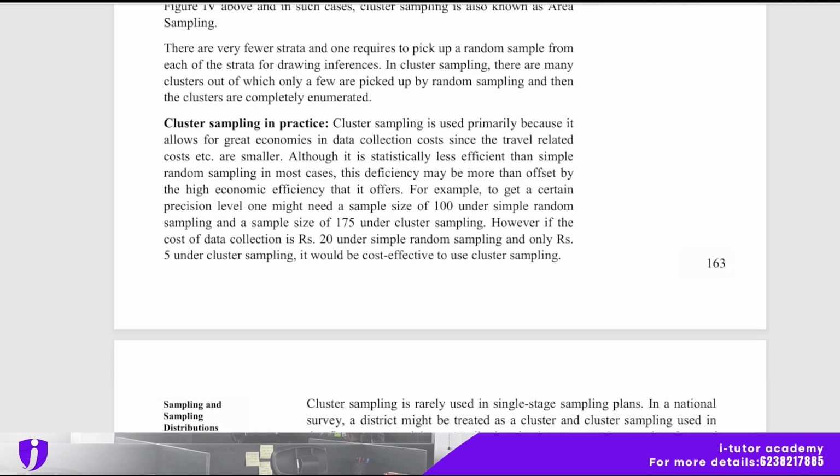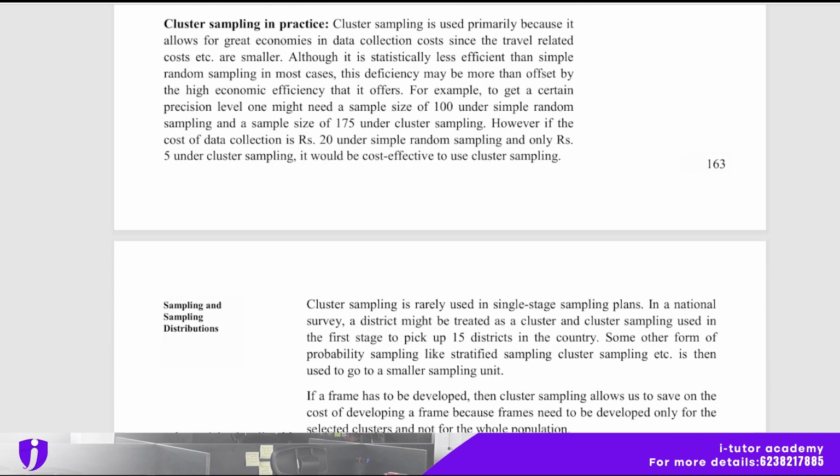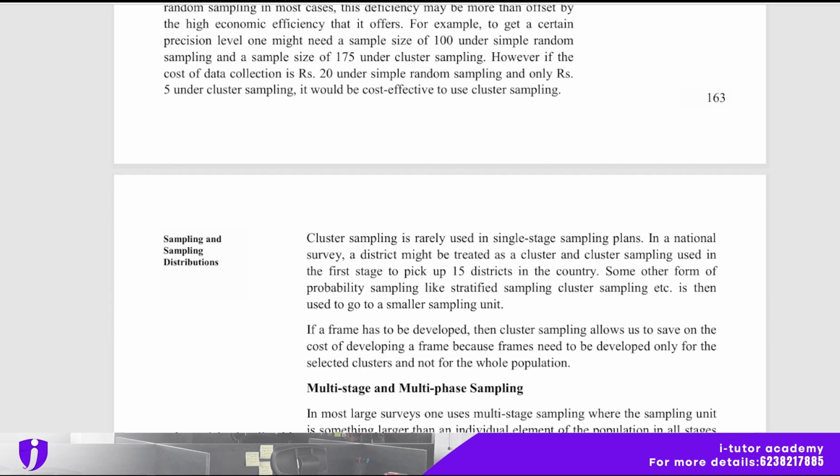However, if the cost of data collection is Rs20 under simple random sampling and only Rs5 under cluster sampling, it would be cost effective to use cluster sampling. And cluster sampling is rarely used in single stage sampling plans. In a national survey, a district might be treated as a cluster and cluster sampling used in the first stage to pick up 15 districts in the country.